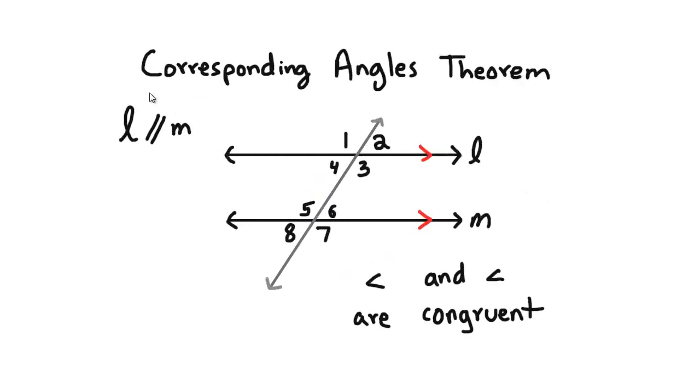Okay, so let's take a look at the corresponding angles theorem. And again, we have two lines that are parallel and we have the transversal. So this tells us that angles 1 and 5, the corresponding angles, angle 1 and angle 5, are congruent. So this makes angle 4 and angle 8, another set of corresponding angles, congruent as well. So we can write out angle 4 and angle 8 are congruent.